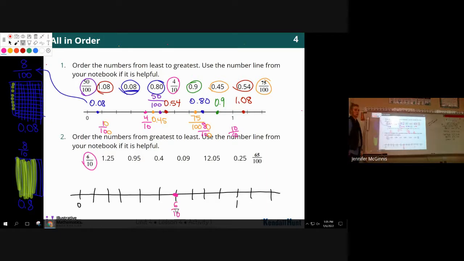Next one. I want to talk to new people. Annabelle, what do you want? 12 500ths. Where is that going to go? On the last tick mark. Is that going to be 12 wholes and 500ths?